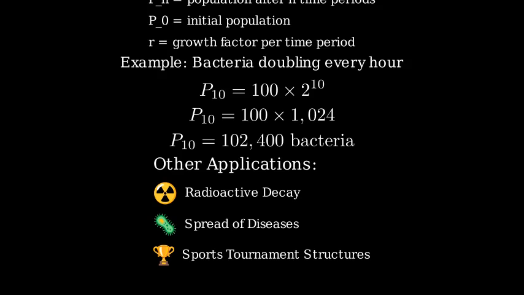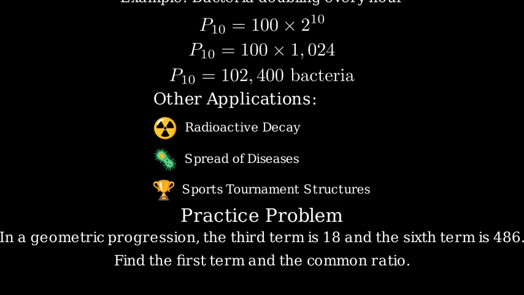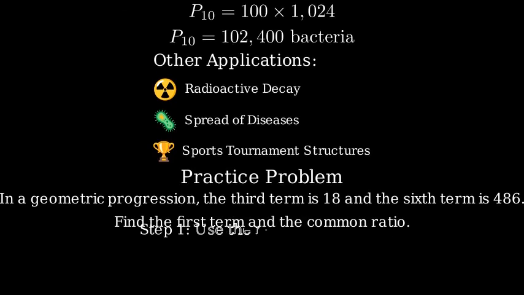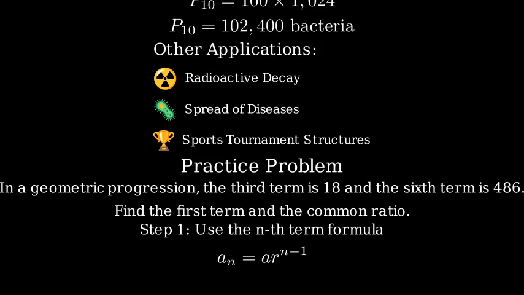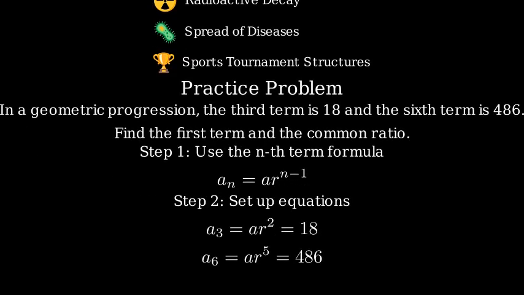Now, let's solve a practice problem together to reinforce our understanding. Problem: In a geometric progression, the third term is 18 and the sixth term is 486. Find the first term and the common ratio. Step 1. Let's use the formula for the nth term, a sub n equals a times r raised to the power of n minus 1. Step 2. Set up equations using the given information. For the third term, a sub 3 equals a times r squared equals 18. For the sixth term, a sub 6 equals a times r raised to the power of 5 equals 486.